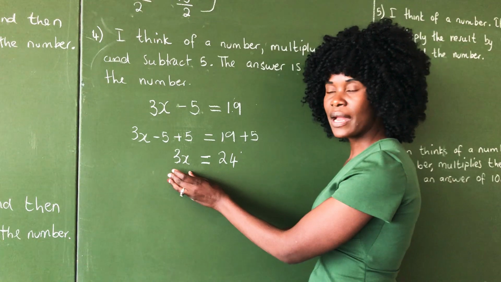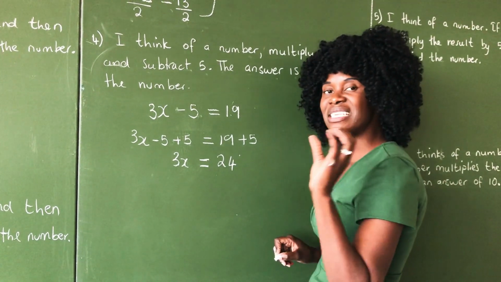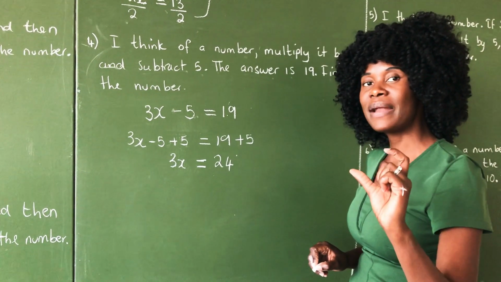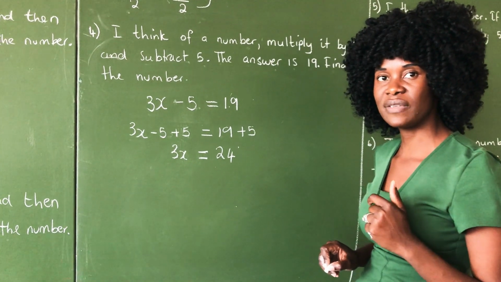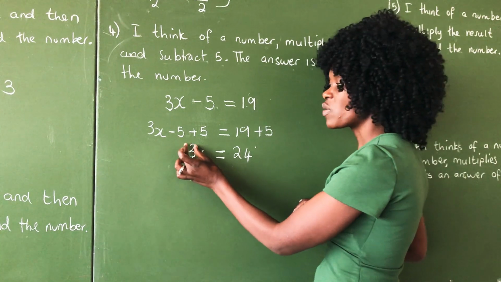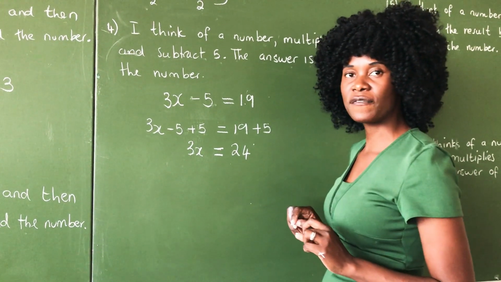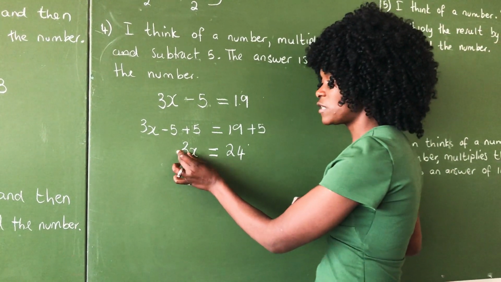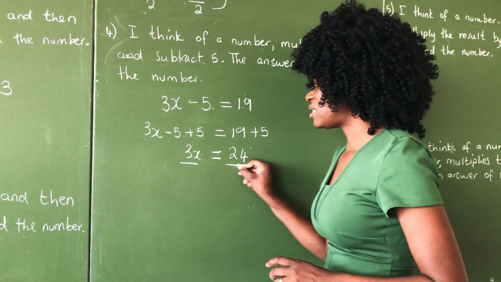3 multiplied by a number gives us 24. So what is this number that when we multiply it by 3, it will give us 24? Our focus is to be left with variable x. So we need to get rid of the coefficient of 3. Now to get rid of this coefficient of 3, I'll bring in a division sign.